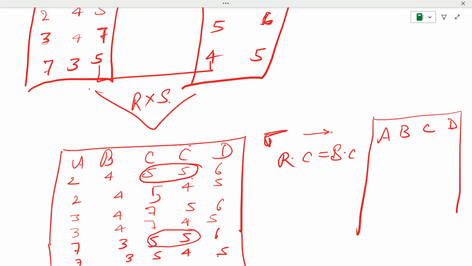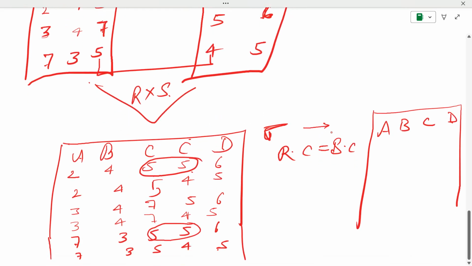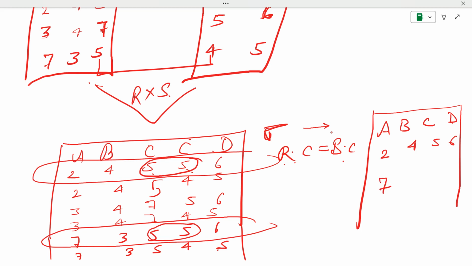Okay, and I think we have just this one common, right? So yep, this is only common here. So we are just taking the common attribute where R.C is equal to S.C. So this will be segregated out, and this will be segregated out. So it will be something like 2, 4, 5, 6, and it will be 7, 3, 5, and 6.